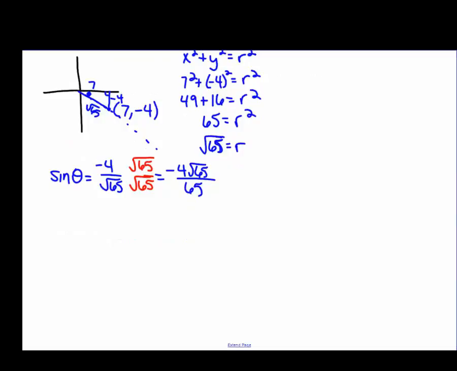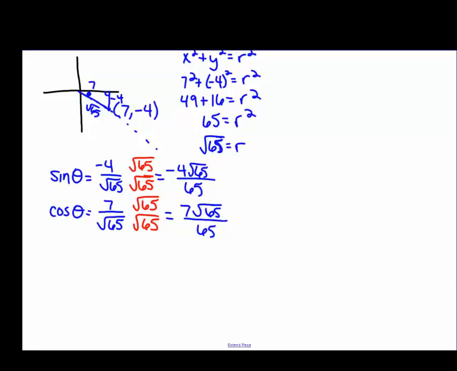Now let's take a look at the cosine value. Remember that cosine is the adjacent, which is 7, over the hypotenuse, so the square root of 65. And again, just like in the sine, we can't have a radical in the denominator. So we're going to multiply the denominator and the numerator by the square root of 65, because essentially that's just multiplying by 1. So we have 7 square root of 65 over 65.